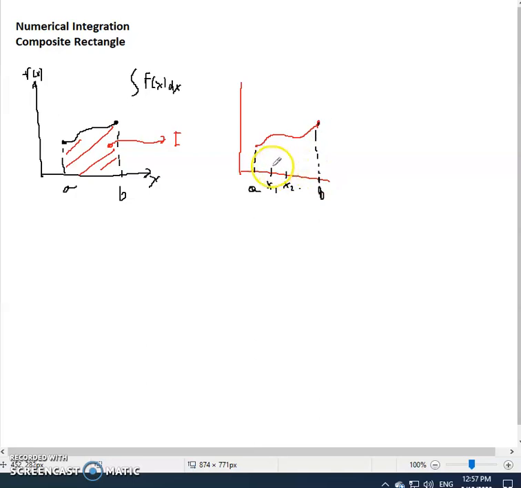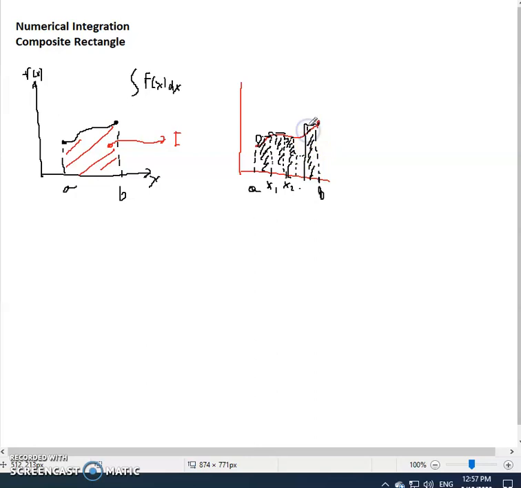So I can approximate the integral as this little rectangle here and this little rectangle over here and this little rectangle here, and so on up until the very last rectangle on the right end.